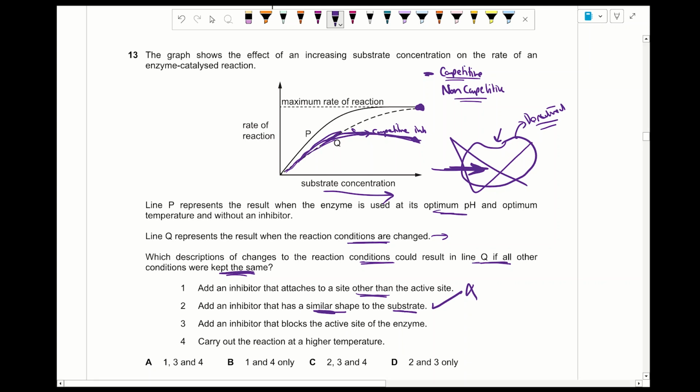3, add an inhibitor that blocks the active site of the enzyme. Yes, this is correct since this is also a competitive inhibitor. 4, carry out the reaction at a higher temperature. So this is not absolute.